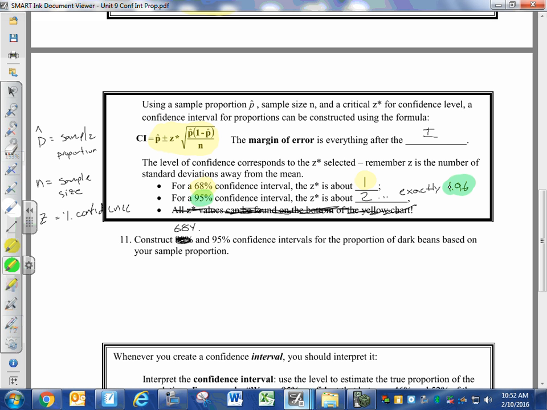Then everything else we plug in. We plug in p-hat times 1 minus p-hat, divided by n, and we take the square root of that. We multiply that by z. That's our margin of error. We will add and subtract that from our starting statistic to get that range. Okay? So let's do it for Miss German's data.